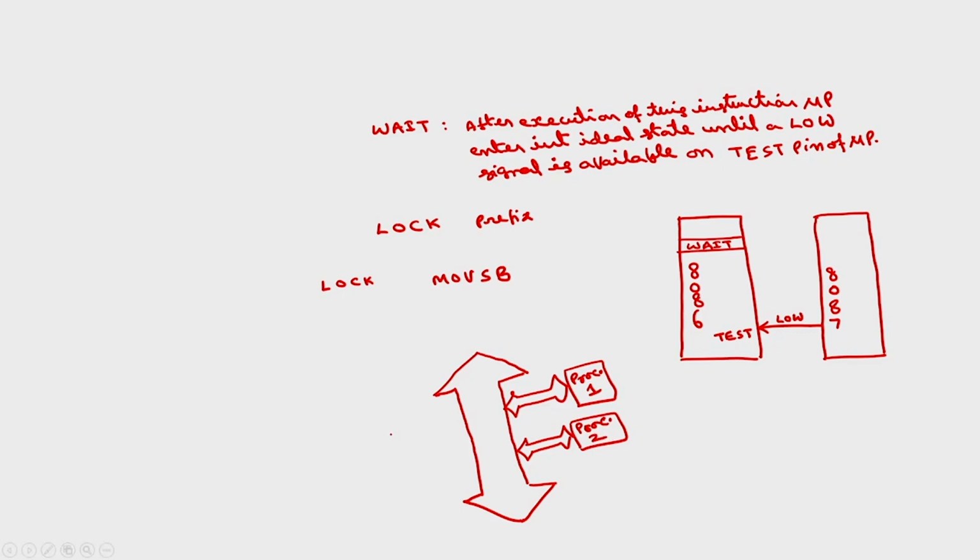And so on, you can have any number of processors. If processor 1 is executing this instruction, then the meaning is: while the microprocessor is executing this instruction with the lock prefix, the second microprocessor will not request for the buses. These are the buses of 8086.